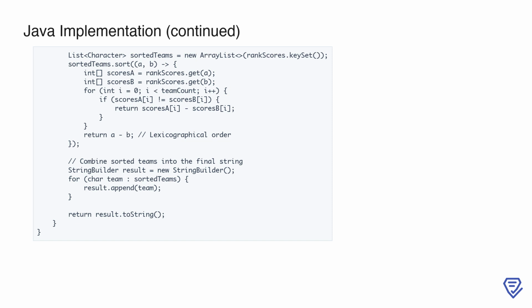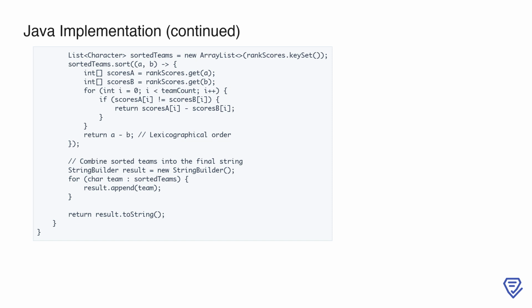First, we create a list of all teams from the keys in the rank scores map. We then sort this list using a custom comparator. For each pair of teams, we compare their scores position by position. If their scores differ at any position, we use the difference to decide the order. If their scores are identical across all positions, we use lexicographical order as a tiebreaker by comparing the characters directly.